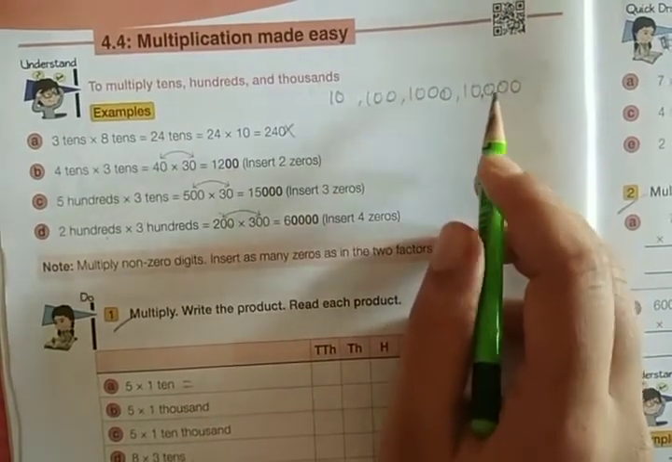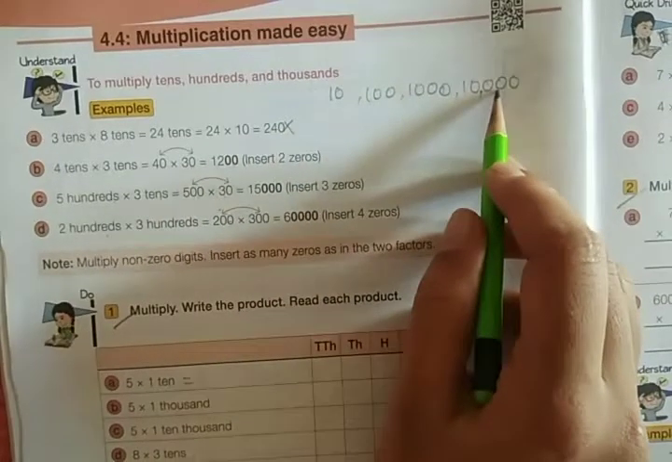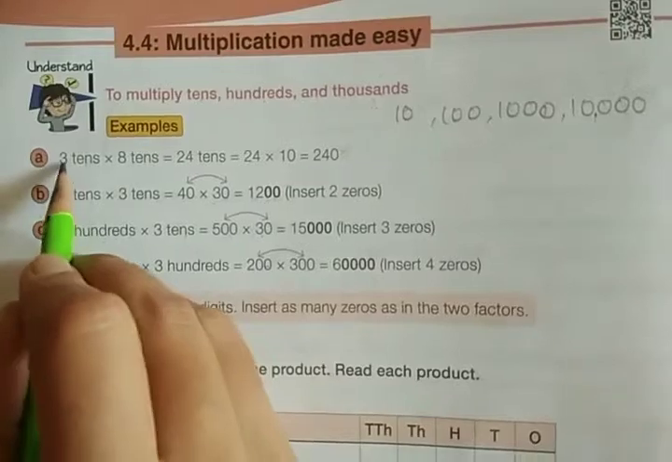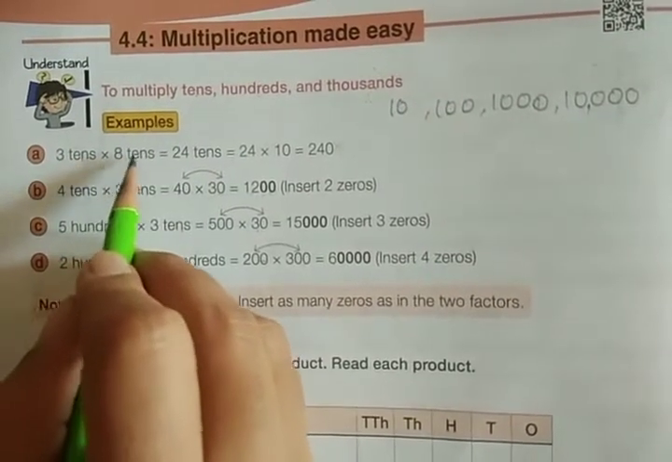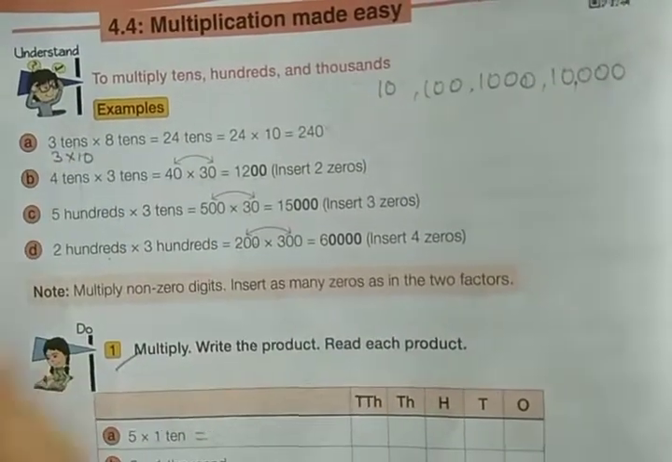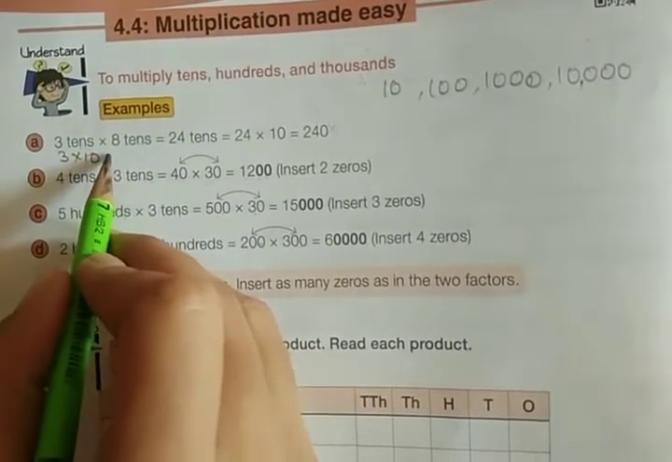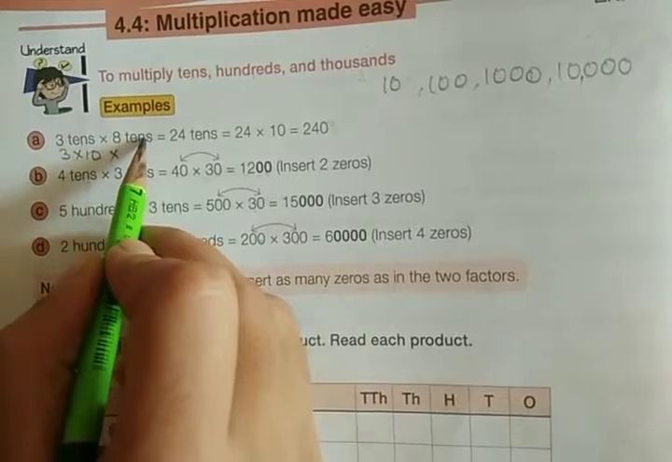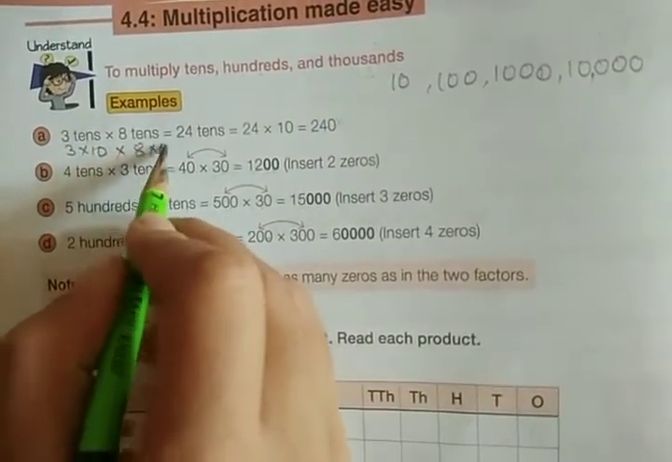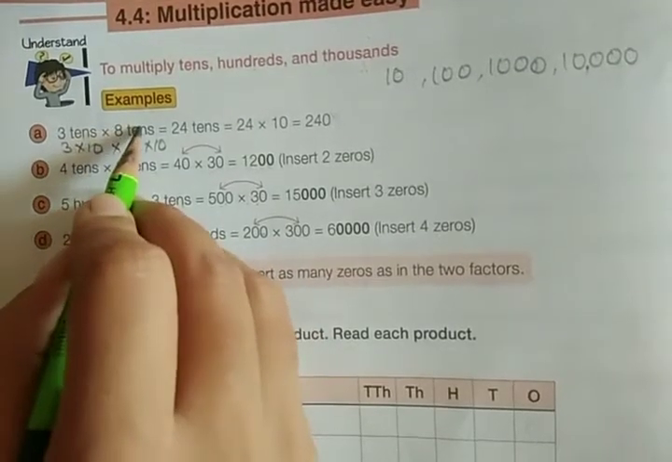Let's see how we can multiply these numbers with other numbers quickly. See the first one, A1, 3 tens multiplied by 8 tens. 3 tens means 3 into 10, children. Yes, 3 times 10 multiplied by 8 into 10, they have given. 8 tens is 8 into 10. 10 times 8 is 8 tens.